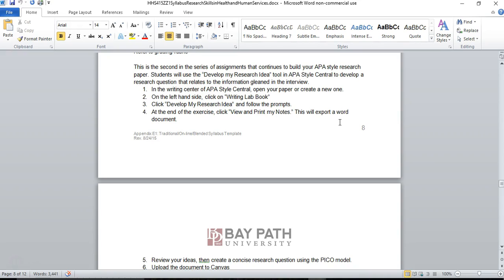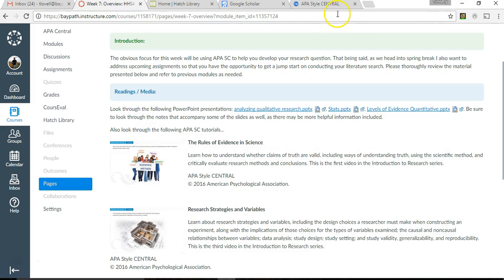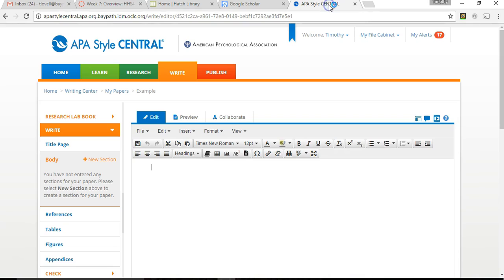So regardless, you're going to use the tool on APA Style Central. So again, your syllabus, and I believe this description is also right in the assignment itself. I'm not going to read through this, but just know that it's in your syllabus, and what I'll do is just show you. So I'm in APA Style Central here. Obviously, I've logged in. This is just a blank example document, and I just want to show you the tool that you'll be using to develop your research question.